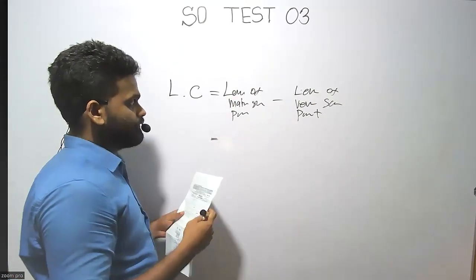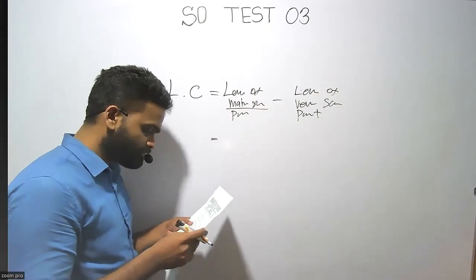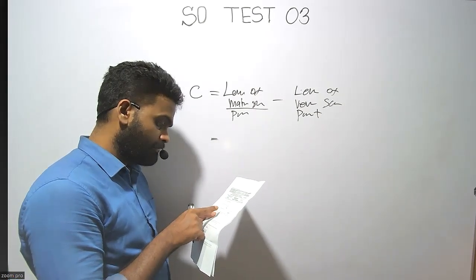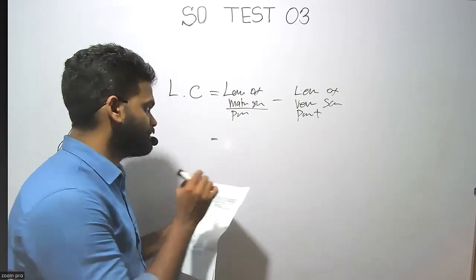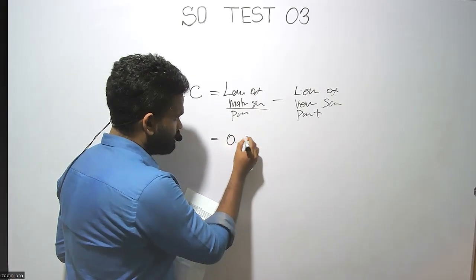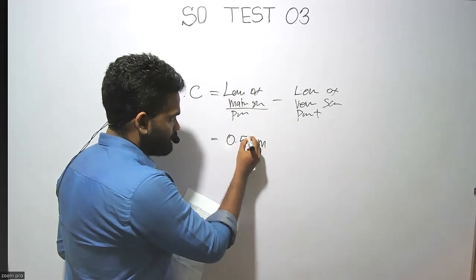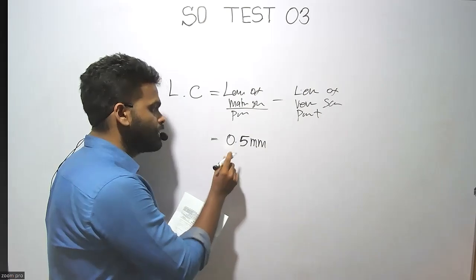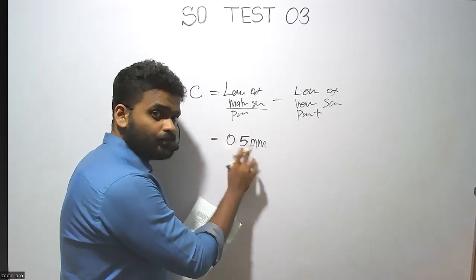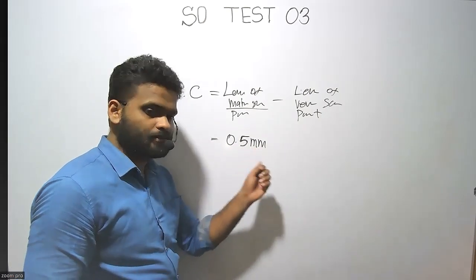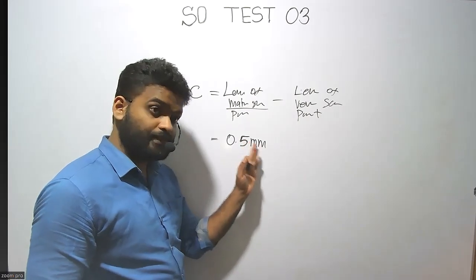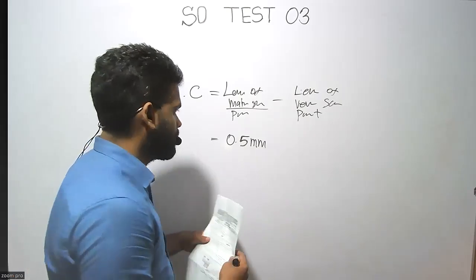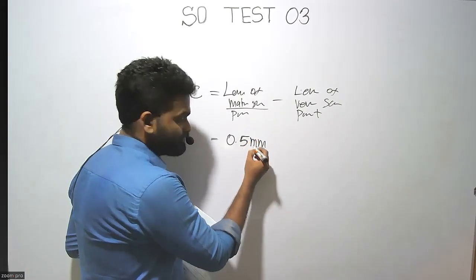So what's the length of a main scale part? Here it is not 1 millimeter, right? They say main scale has 0.5 millimeter parts. So this is 0.5 millimeters. When you are doing these questions, I suggest you substitute with the units. If it is millimeters or centimeters, always substitute with the units, right? Because sometimes millimeters and centimeters could get mixed up. So use units, right?